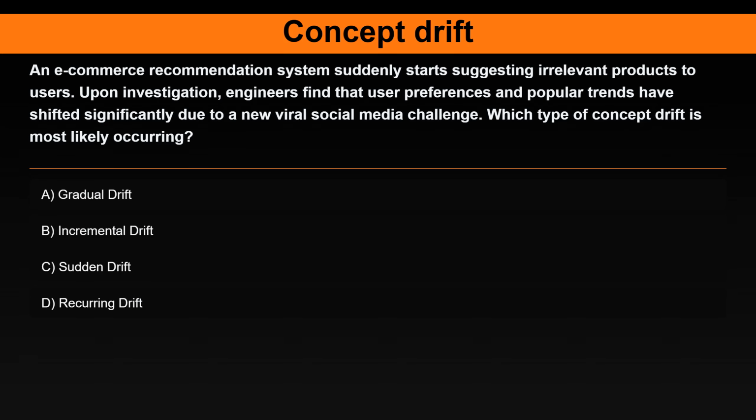Question 23. An e-commerce recommendation system suddenly starts suggesting irrelevant products to users. Upon investigation, engineers find that user preferences and popular trends have shifted significantly due to a new viral social media challenge. Which type of concept drift is most likely occurring? Option A, gradual drift. Option B, incremental drift. Option C, sudden drift. Option D, recurring drift.